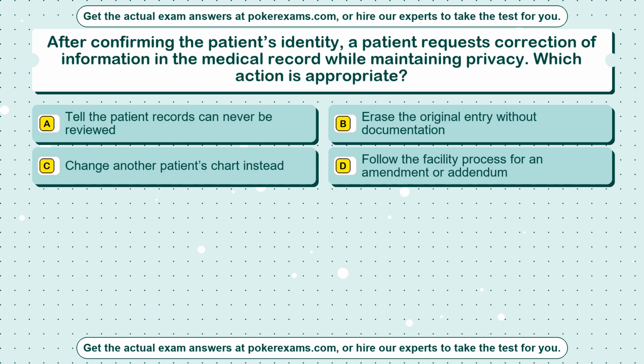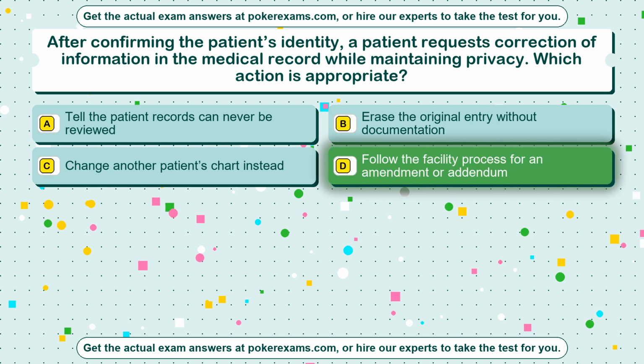Question 95. After confirming the patient's identity, a patient requests correction of information in the medical record while maintaining privacy. Which action is appropriate? Option A, tell the patient records can never be reviewed. Option B, erase the original entry without documentation. Option C, change another patient's chart instead. Option D, follow the facility process for an amendment or addendum.